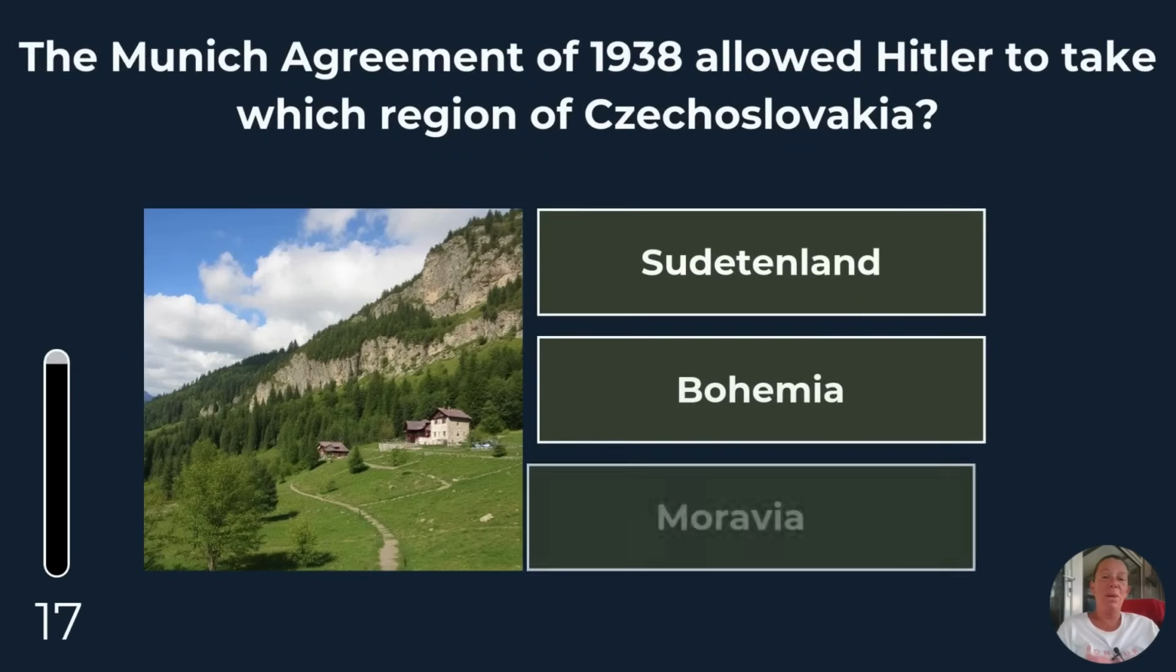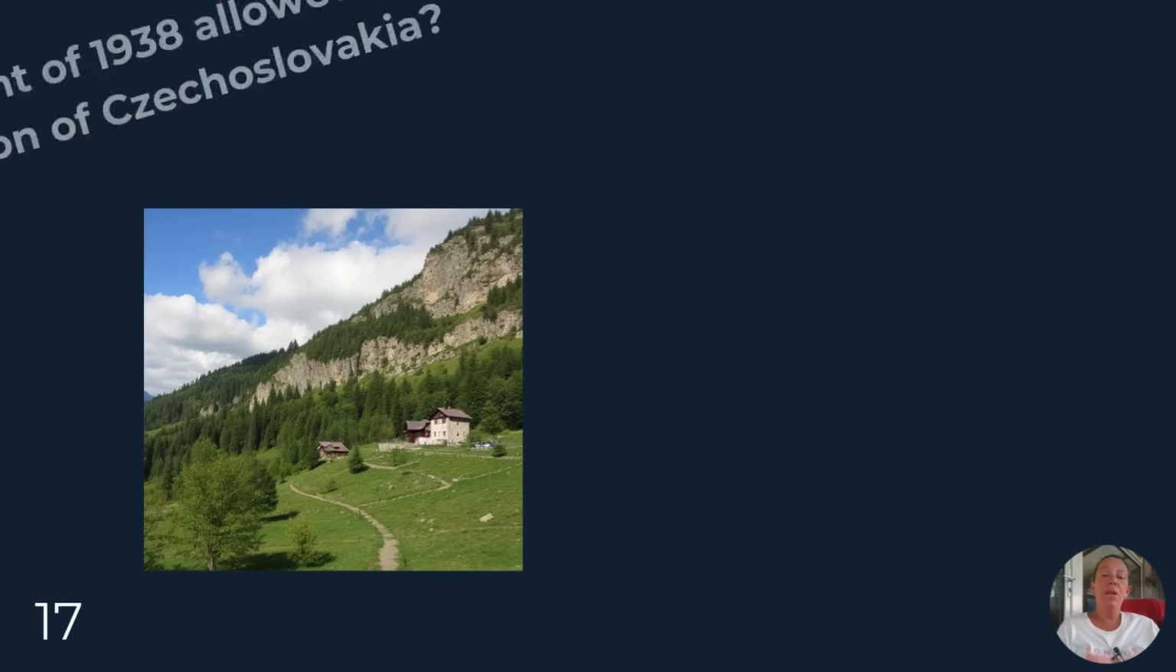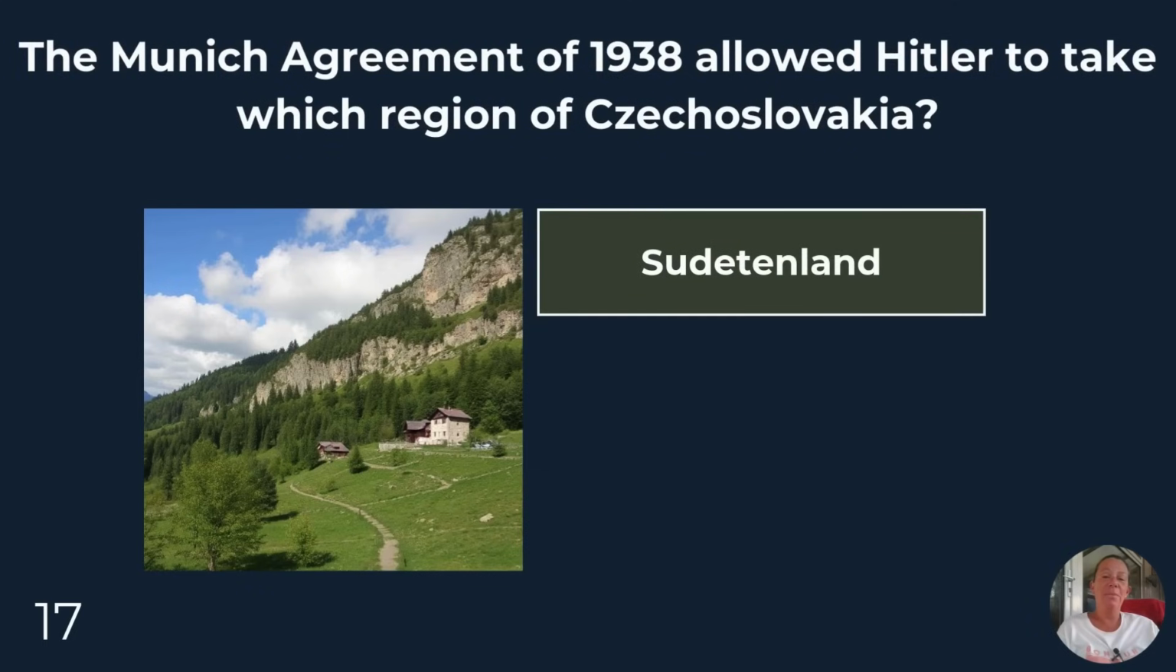The Munich Agreement of 1938 allowed Hitler to take which region of Czechoslovakia? Sudetenland, Bohemia, or Moravia? Sudetenland.